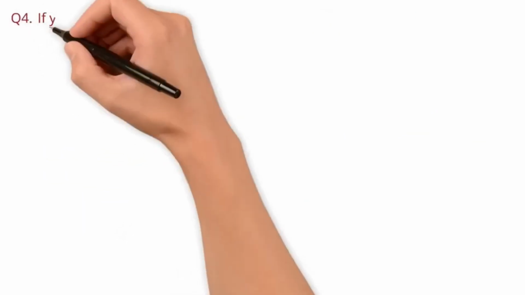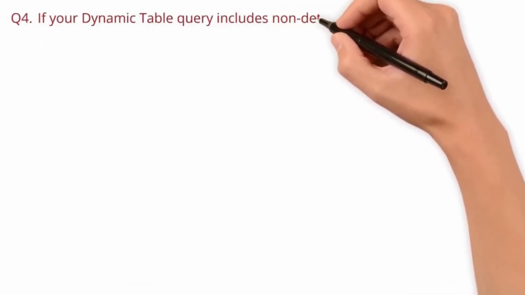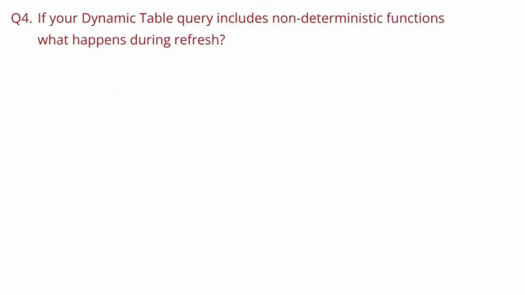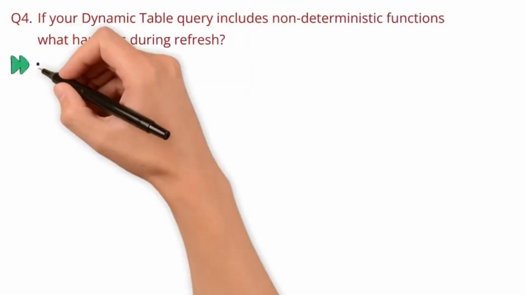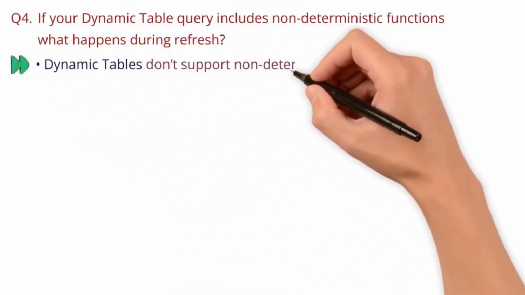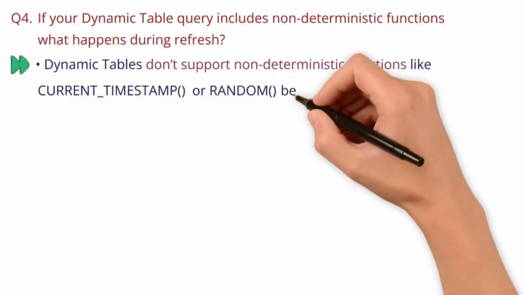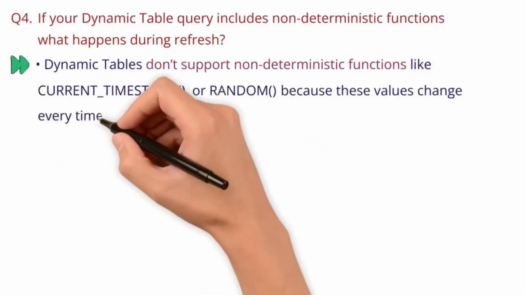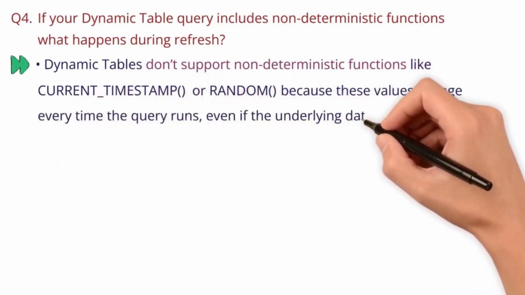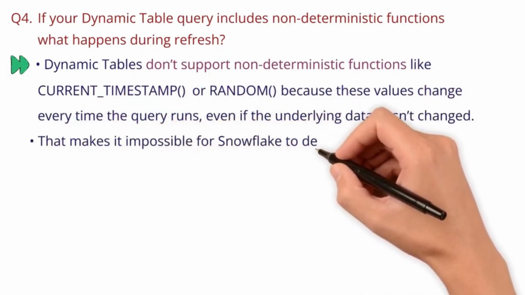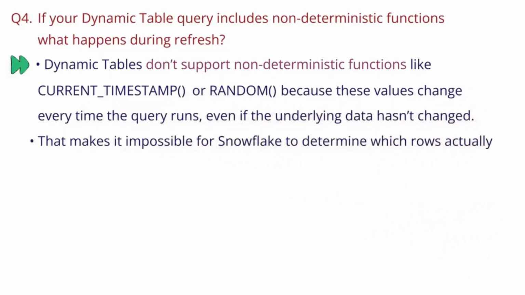Question 4. If your dynamic table query includes non-deterministic functions, what happens during refresh? The answer is dynamic tables don't support non-deterministic functions like current timestamp or random because these values change every time the query runs, even if the underlying data hasn't changed. That makes it impossible for Snowflake to determine which rows actually need refreshing.